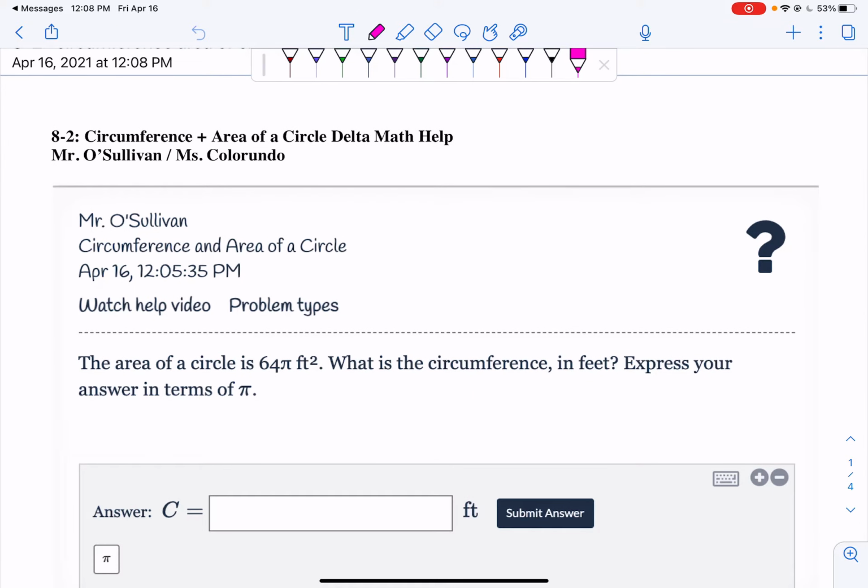Today we're going to look at Lesson 8-2 Delta Math Help on circumference and area of the circle. Just giving you the heads up, the questions might differ because if you look here, it says circumference and area of a circle, so you might not have area, you might have circumference and so forth.